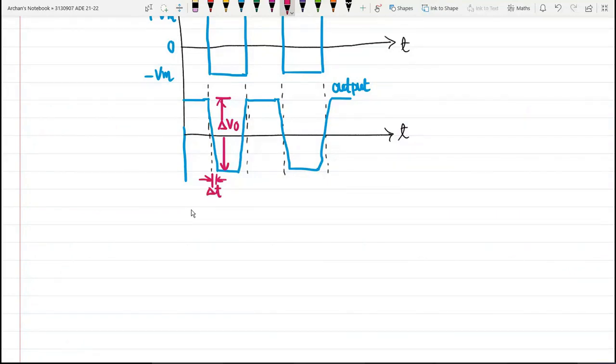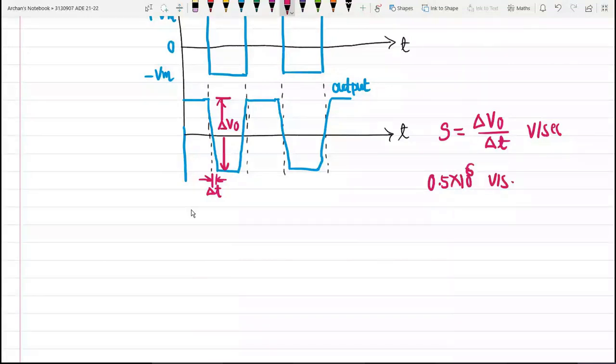So if you observe such a distorted waveform on a CRO, then you will be able to obtain the slew rate as S equal to delta V0 by delta t volt per second. Okay, so the typical value of this slew rate as we have seen is 0.5 into 10 raised to 6 volt per second, or you can also call it 0.5 volt per microsecond. But what is the ideal value? The ideal value should be infinite. Okay, so the higher the value of slew rate S, the better will be the performance of the operational amplifier.